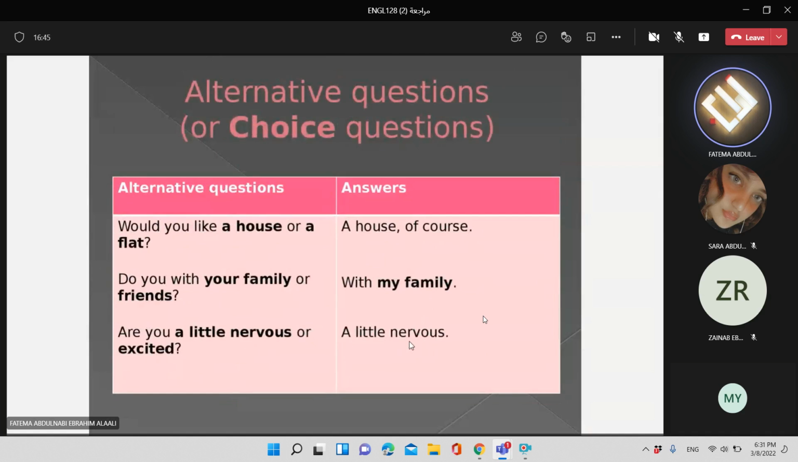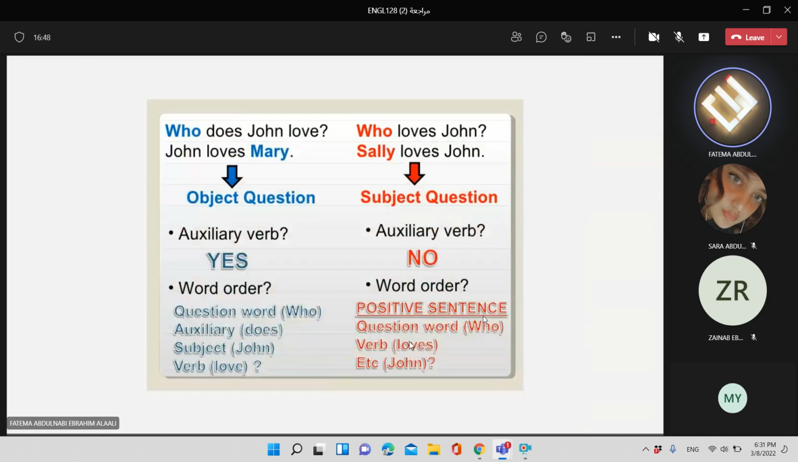Okay, moving to something we call object question and subject question. There are questions which indicate the object, and there are questions which indicate the subject. How? Let's see. At first, for example, when I say John loves Mary. Where's the subject? John. Where is the verb? Loves. Where's the object? Mary.